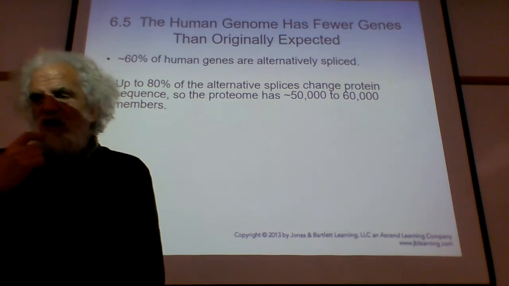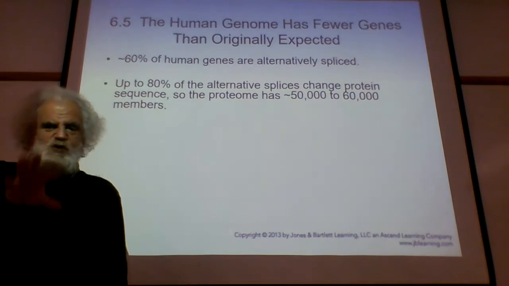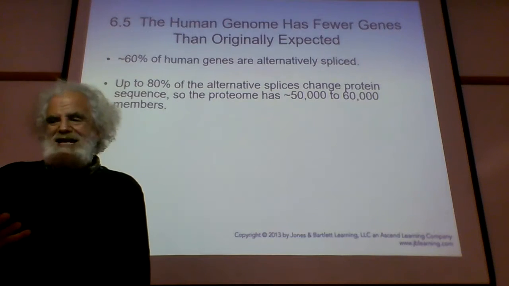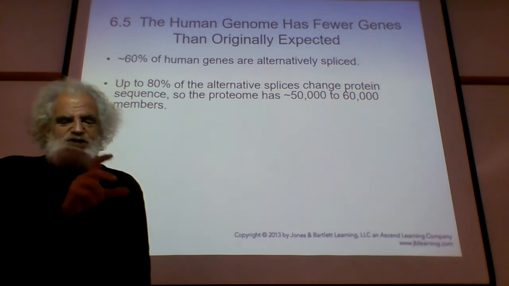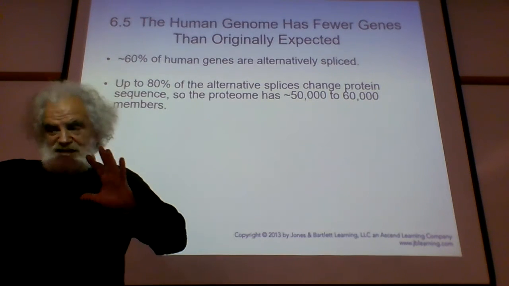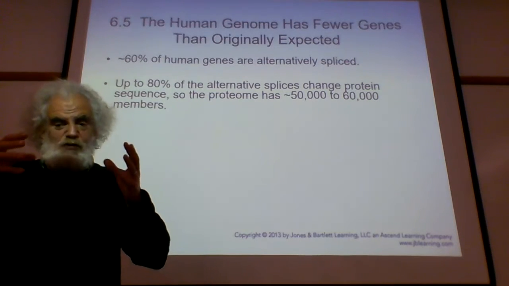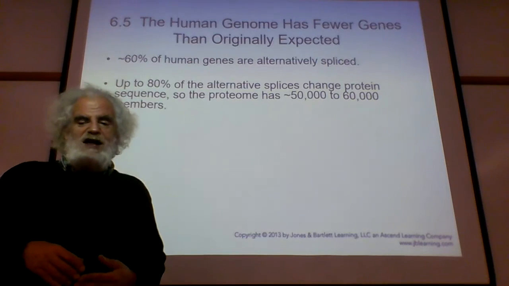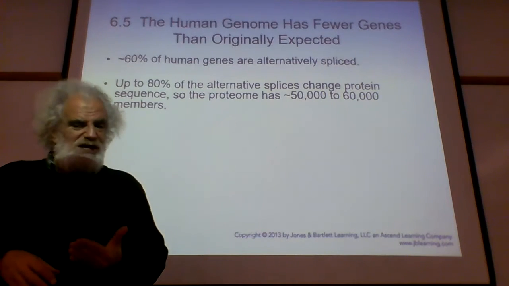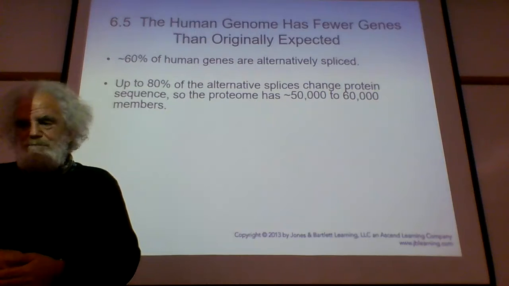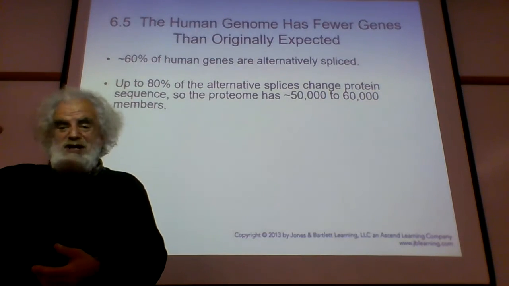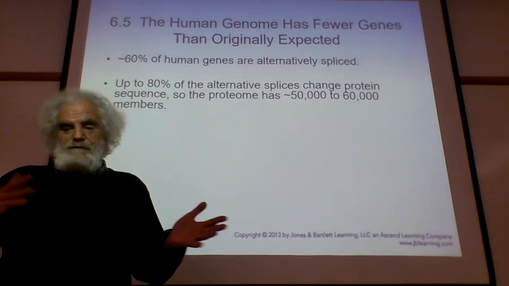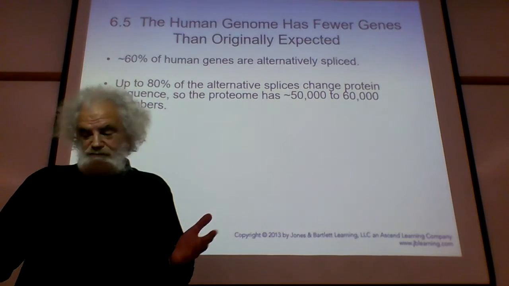So the human genome has fewer genes than originally expected, but because of alternative splicing, we can change the size and sequence of proteins, and we've got a much higher number of individual proteins than we do genes. So we have upwards of 1 million different proteins being produced from somewhere around 25,000 genes.